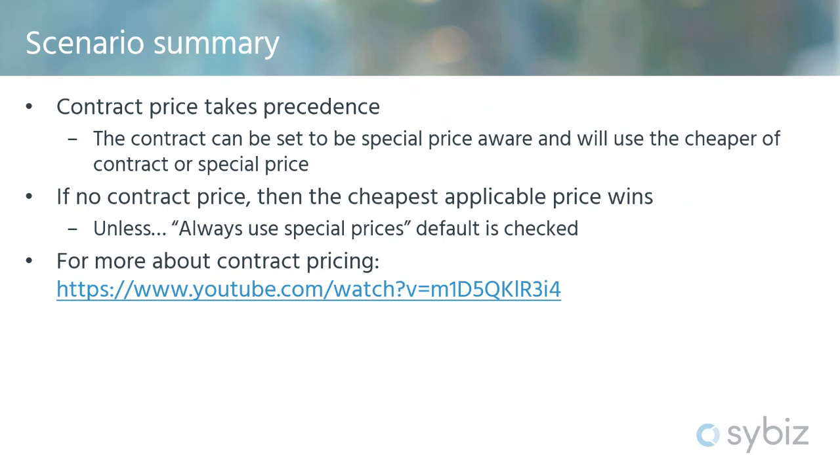If there is no contract price, then the cheapest applicable price wins, unless you have the always use special prices. So yeah, if you don't have a headache already, hopefully you won't get one, but it's a little bit tricky, but hopefully that's been a good explanation for you. And as I said at the outset, we're covering a lot of concepts, but just at a surface level. So contract pricing might be something you're not aware of. If you did want to know more, you can jump on YouTube and check out, I think it's about a 10-minute clip that explains in a lot more detail, which obviously we don't have time to do during this particular webinar that's covering so much.